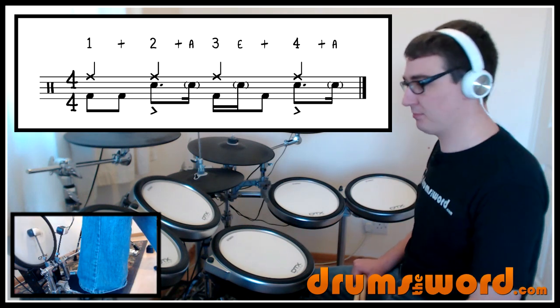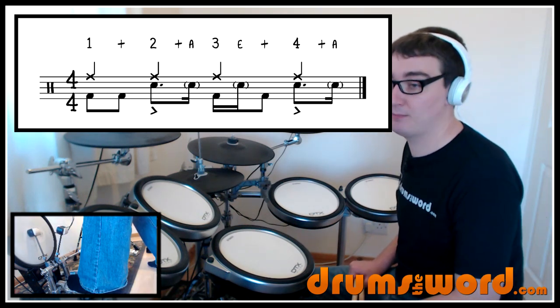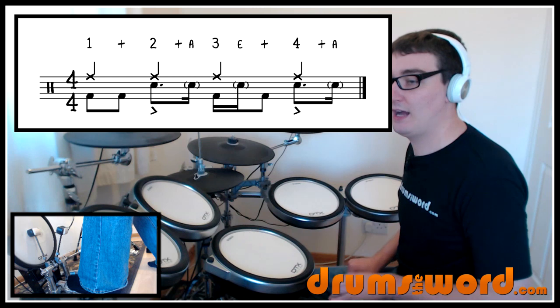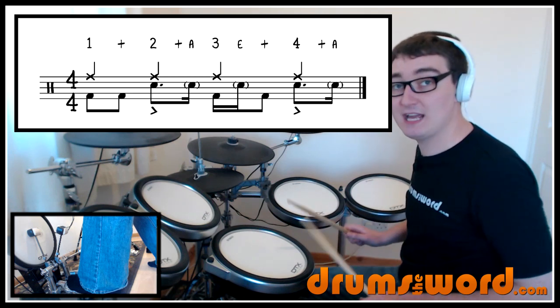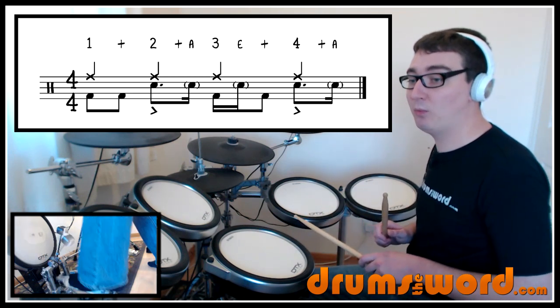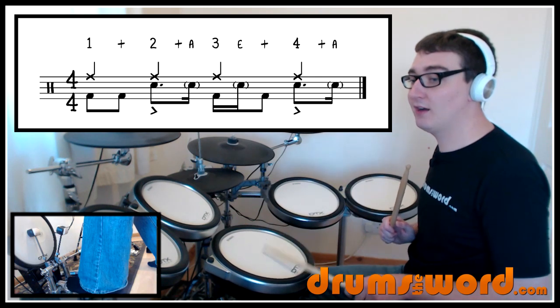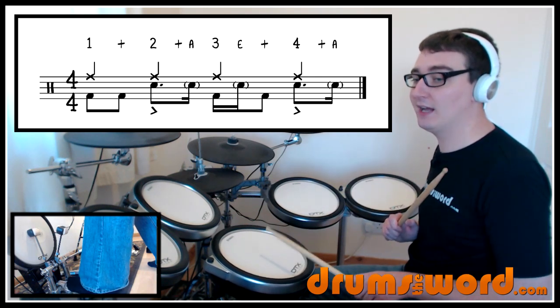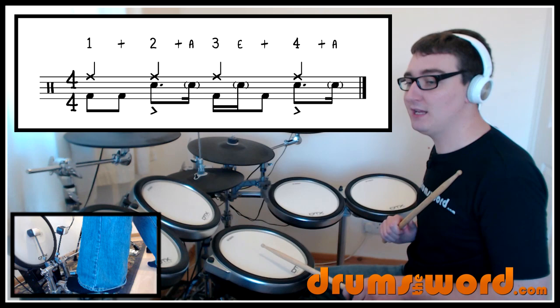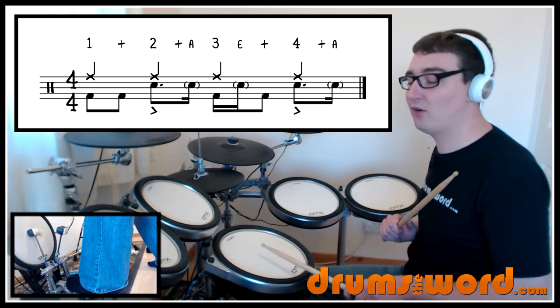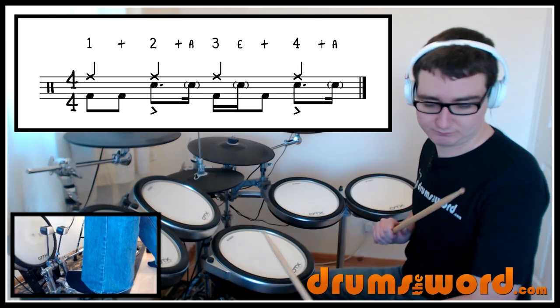Here we go. Let's try and play just the bass drum and snare drum part. 1 and 2 and 3 E and a 4 E and a 1 and 2 E and a 3 E and 4 E and a 1 and 2 E and a 3 E and 4 E and a 1.